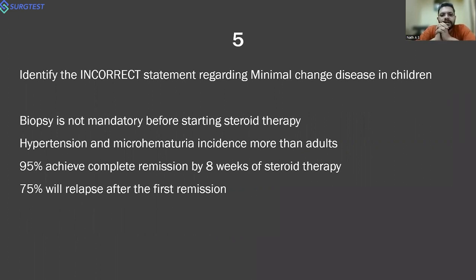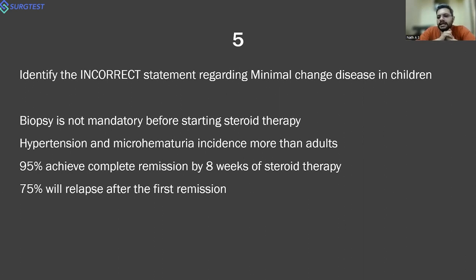Identify the incorrect statement regarding minimal change disease in children. So natural history, very important, very targeted MCQ area, frequently asked. Biopsy is not mandatory before starting steroid. Hypertension and microhematuria incidence is more than adults. 95% will achieve complete remission by 8 weeks. 75% will relapse after the first remission. What's your answer? Which is incorrect among the four?